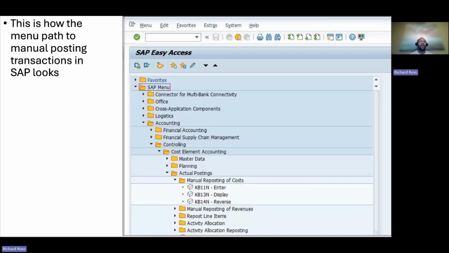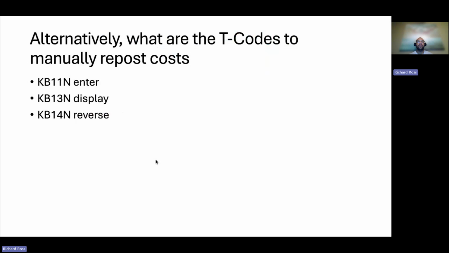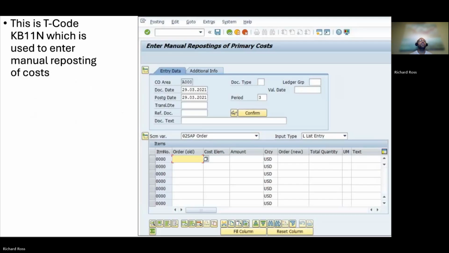This is how the menu path to manual posting transactions in SAP looks. SAP menu, accounting, controlling, cost element accounting, actual posting, manual reposting of costs. Alternatively, what are the T codes to manual reposting costs? These guys. This is T code KB11N, which is used to enter manual reposting of costs.